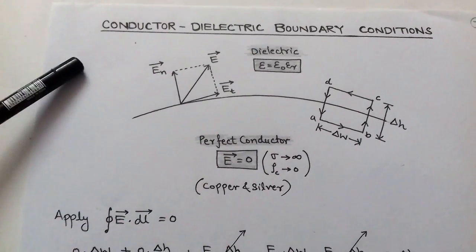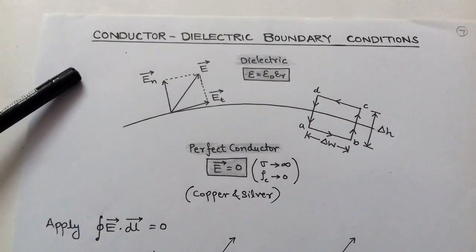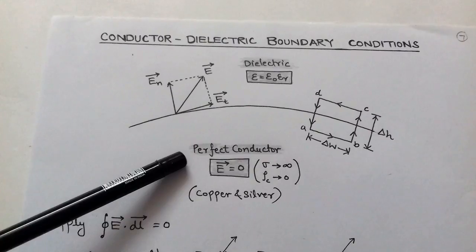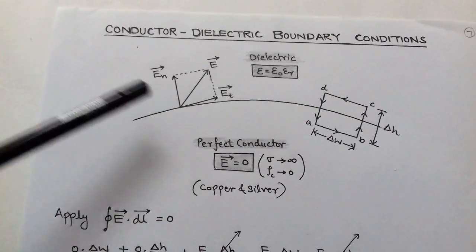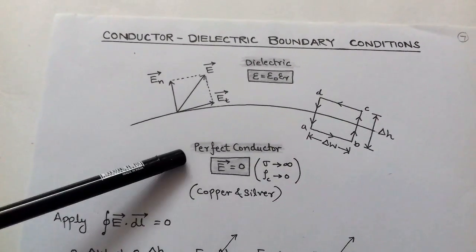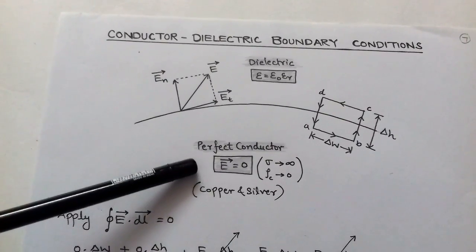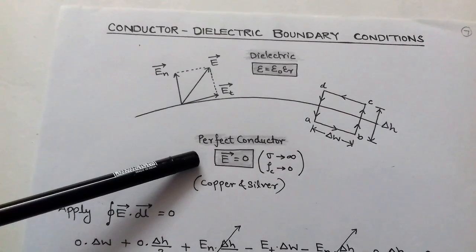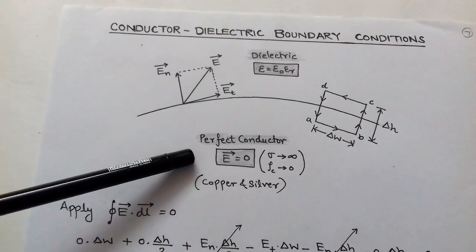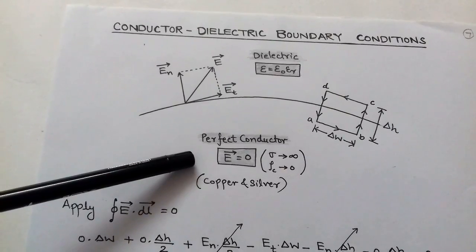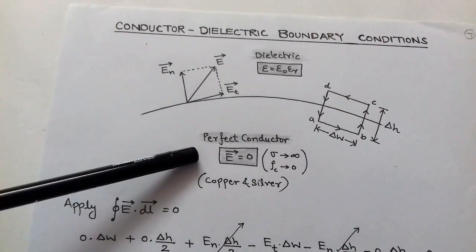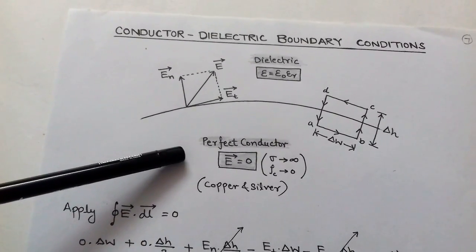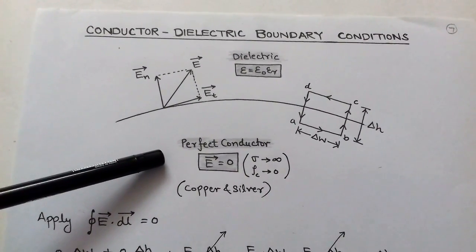Next boundary condition is the conductor-dielectric boundary condition. Here we take two regions. First region is conductor and second is dielectric. So in the first region we consider a conductor, that is a perfect conductor, and we know that in a perfect conductor electric field intensity E is 0 since conductivity is infinite. Examples of perfect conductors are copper and silver. So we know this condition for the conductor.